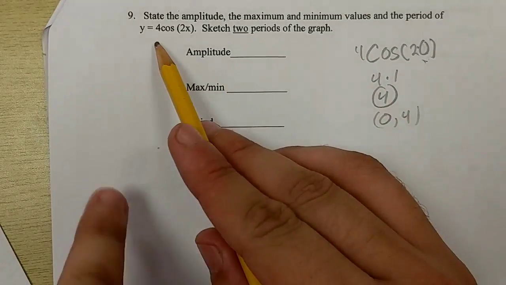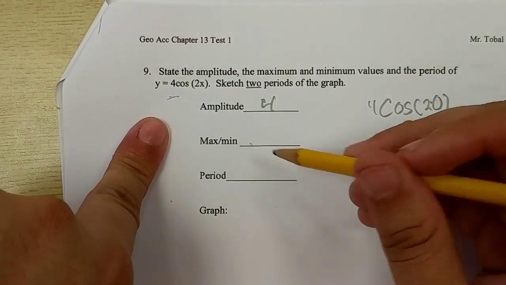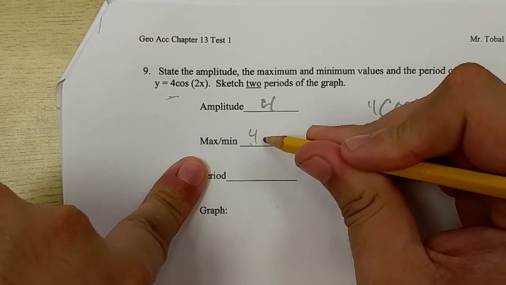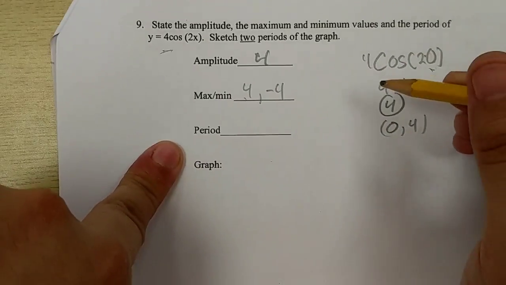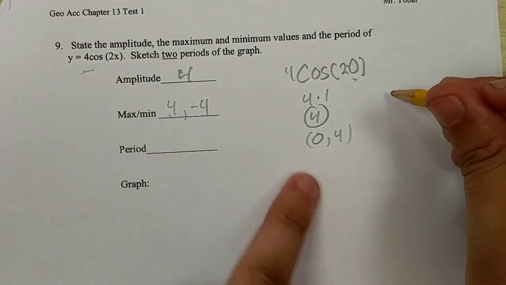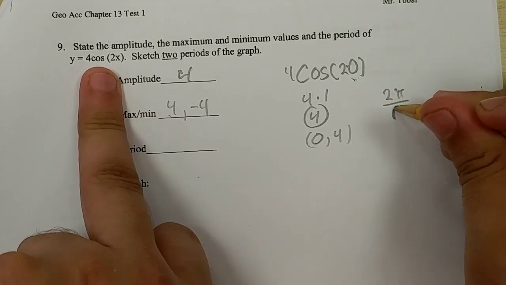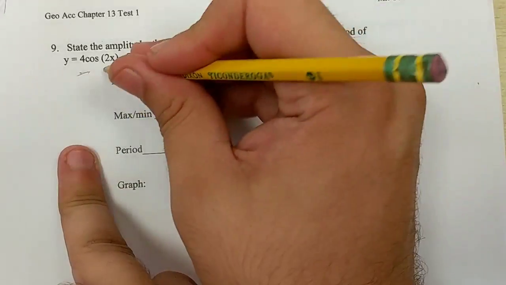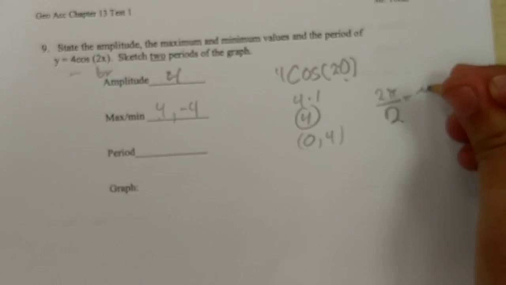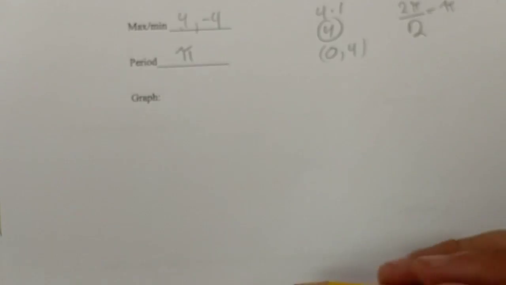But let's do this. The amplitude. The amplitude is just the number in front, which is 4. The max or min. If you're starting at 0, you're going up 4 and down 4. So your max and min is positive 4 and negative 4. The period is how long it's spread out. So if I figured out this is 2x, I'm going to plug in 2 for b, because b is the letter in bx. So 2 pi over 2, that's just pi. So the period's just pi. Okay? And then we're going to graph.